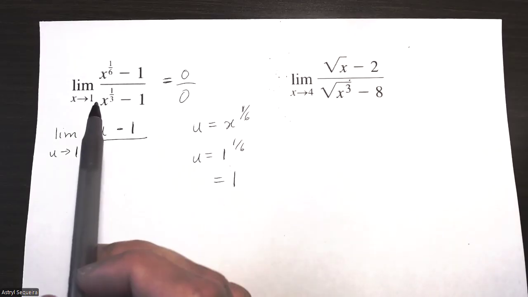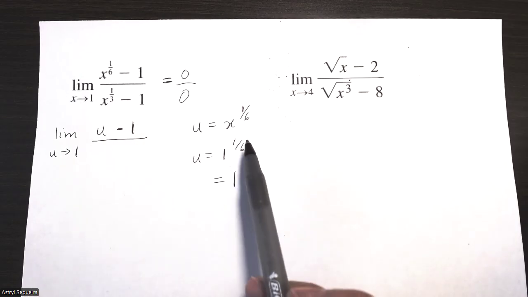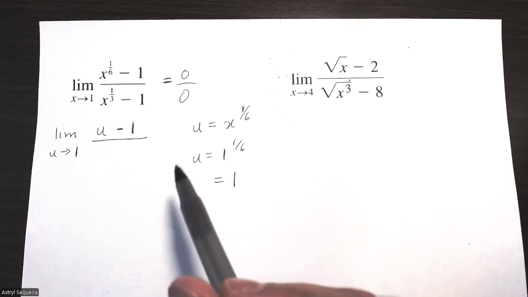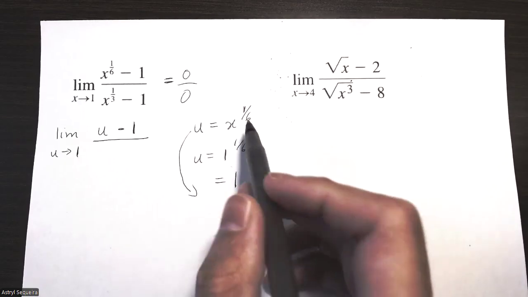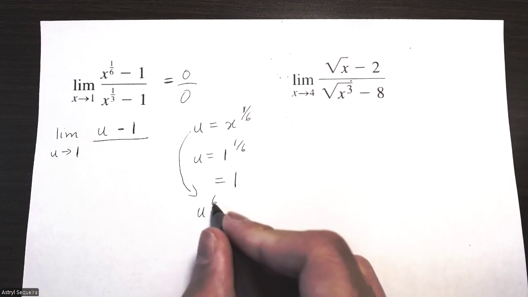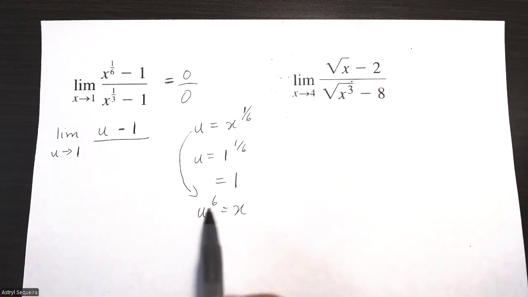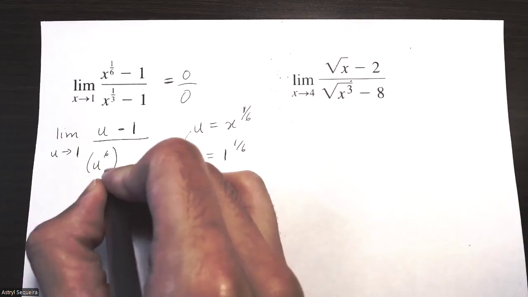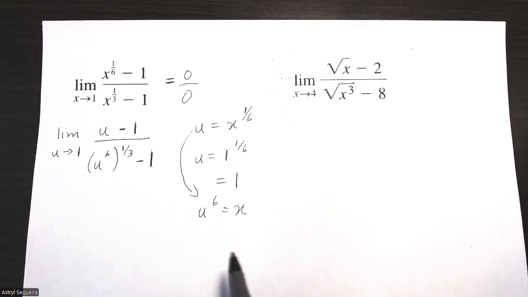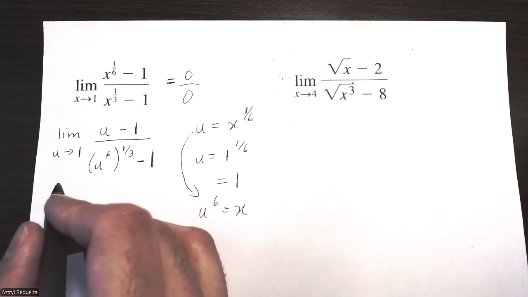And then I want to replace this x to the power of 1 over 3. But I don't know what that is in terms of u just yet. So I'm going to isolate the x from this equation here. We always have to do this with substitution. If I isolate the x and move the exponent to the other side, it becomes u to the power of 6 equals x. So I'm going to replace this x with u to the power of 6, and then that's to the power of 1 over 3, minus 1. Now I just have to evaluate this limit for u, and it'll give me the right solution to this question.